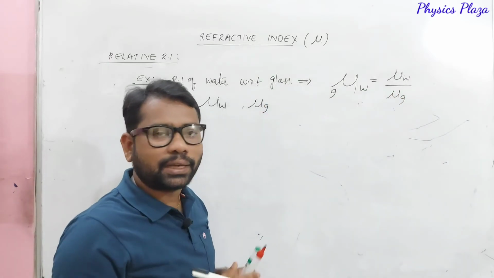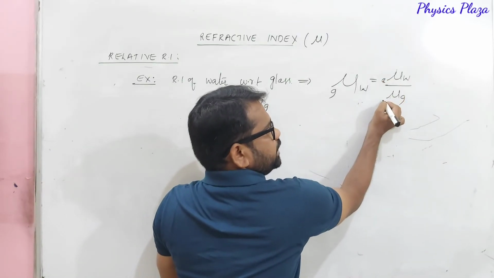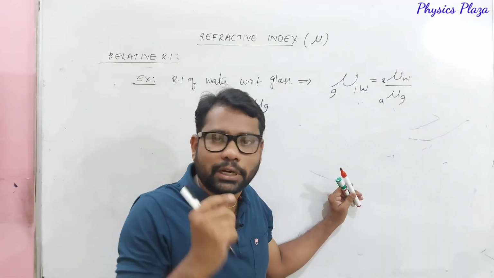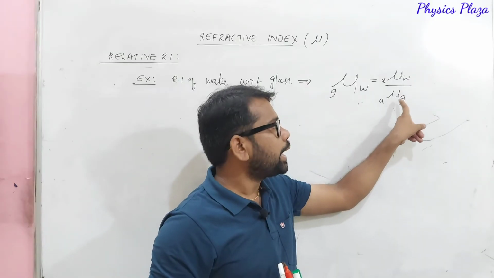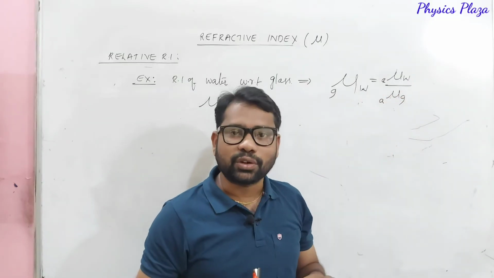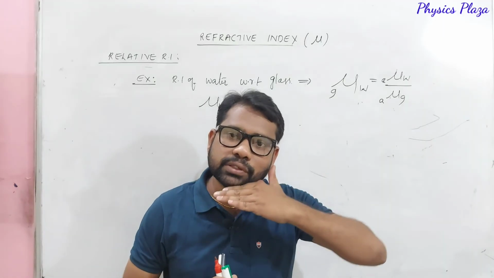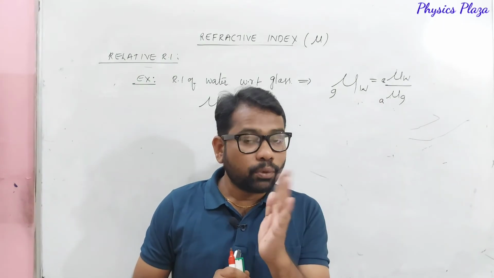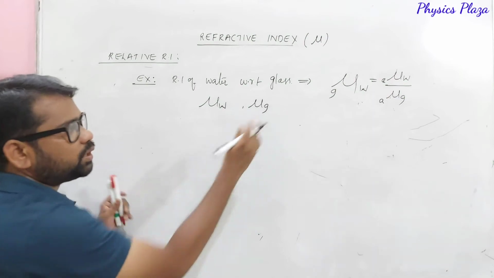But teacher, don't forget that this is nothing but again with respect to air only. Don't forget it, with respect to air. Of course, if you write it or not, it doesn't make a difference, because it's the absolute refractive index of the water by the absolute refractive index of the glass. So the relative refractive index of one medium with respect to another medium is what we call the relative refractive index. How can we calculate it? Let us see in detail.